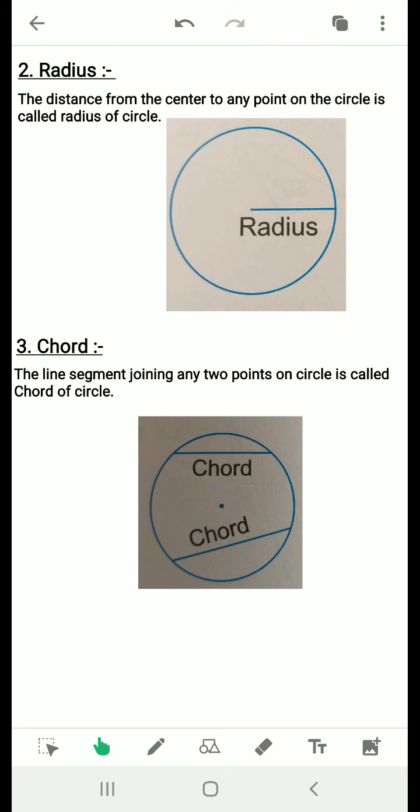The chord is the line segment joining any 2 points on the circle. That will be a chord of the circle. Like that, you can see in the diagrams also, this is a chord, this is also a chord of the circle. The line segment joining any 2 points on the circle is called a chord of the circle.